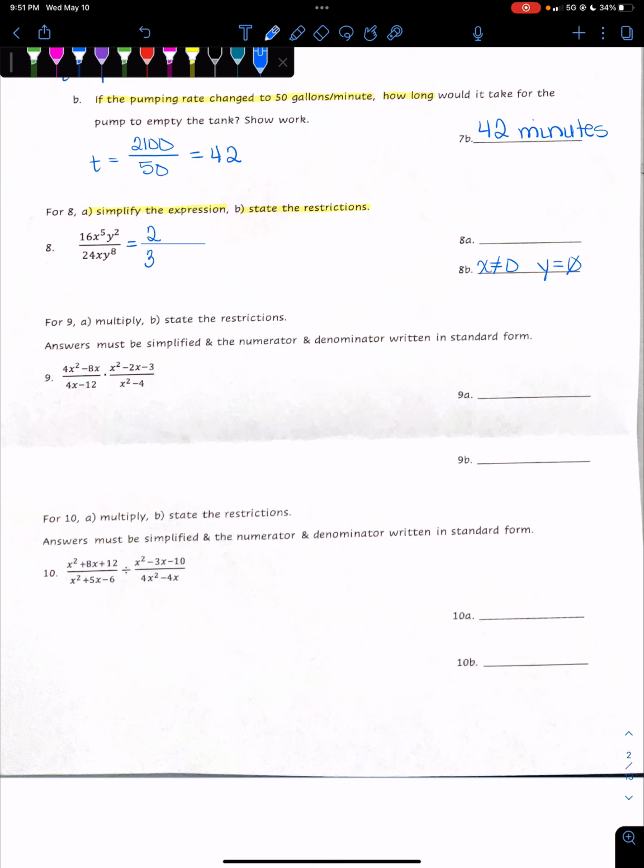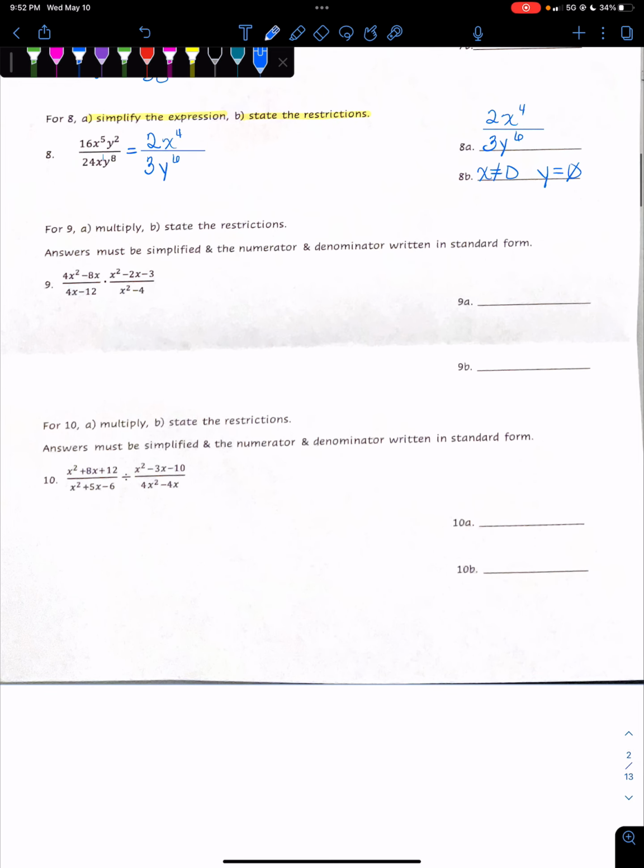X to the 5th divided by x to the 1st. I subtract those. That'll give me x to the 4th in the numerator because it's a higher degree in the numerator. And the denominator will be y to the 6th because there's a higher degree with y in the denominator. So for the simplified expression, there's no equal sign, it'll be 2x to the 4th over 3y to the 6th.